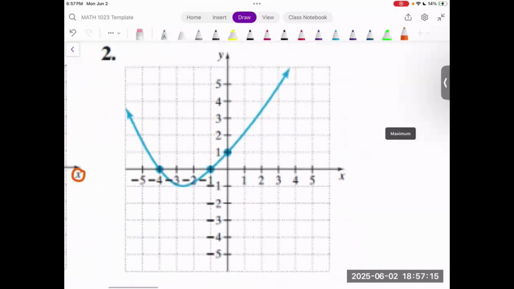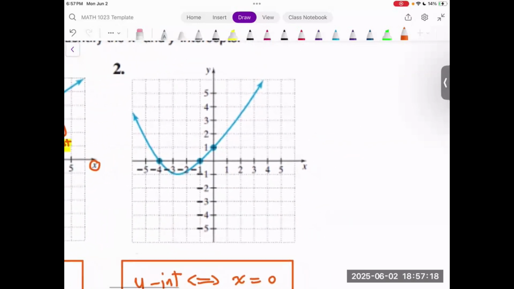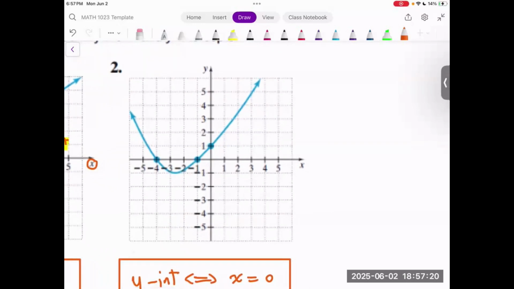Now, I can do the same thing with a different graph. It doesn't have to be a line, by the way, right? It can be any graph. And here, if I'm looking for the intercepts, as you can see, there are 3 of them. Two of which are x-intercepts, and one of them is a y-intercept.